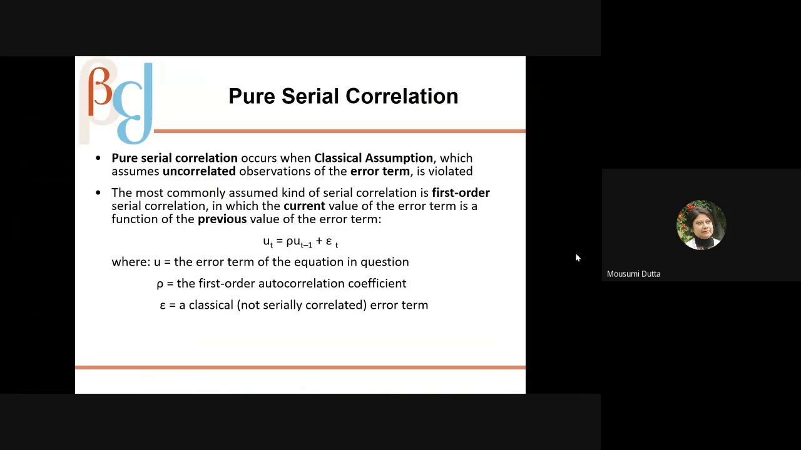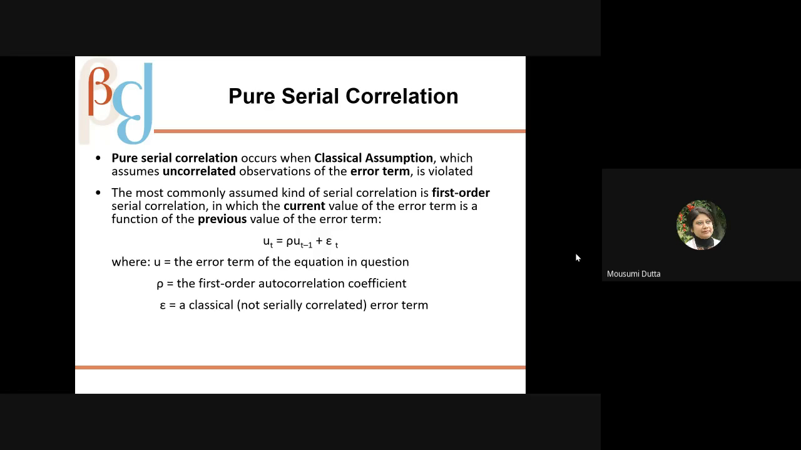Now, I'm dividing the analysis of the sources of serial correlation into two parts. Pure serial correlation, and sometimes, because of problems in the model building exercise, serial correlation appears. So first I'm starting with pure serial correlation, and then I'll move to the context when serial correlation appears because of model building.